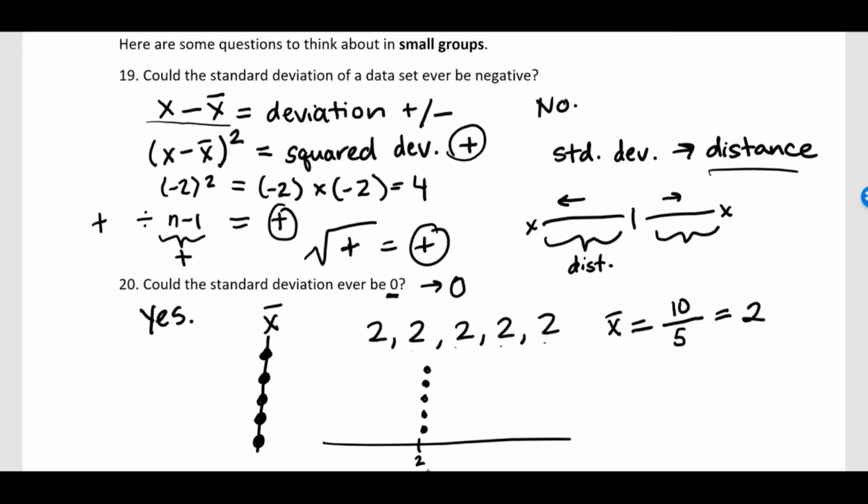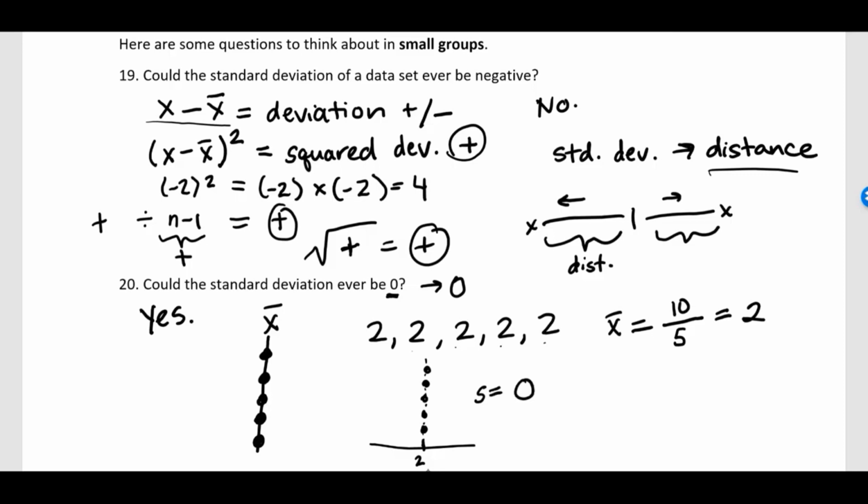The mean is just where they're balancing. I wish I had drawn that a little more accurately. If we look at this data set, how far away are these data points on average from that mean? They're not. They're all exactly the same as the mean. So in this case, our standard deviation would be 0.